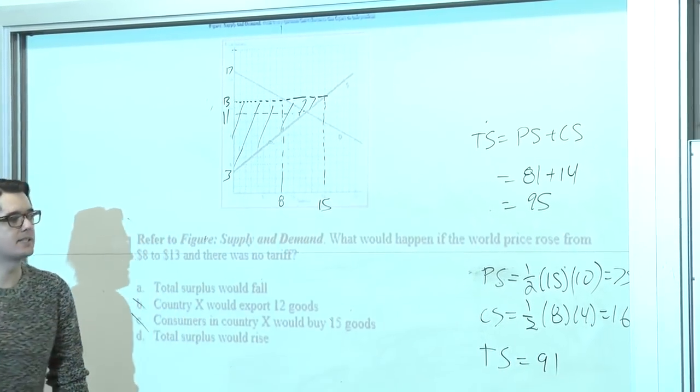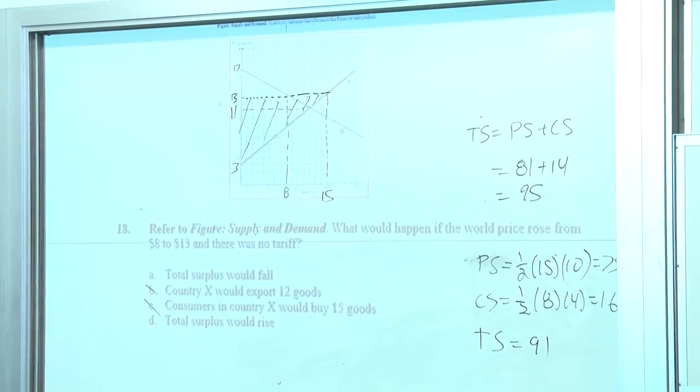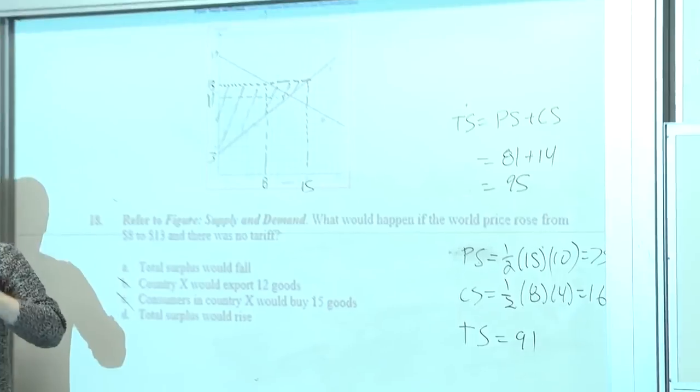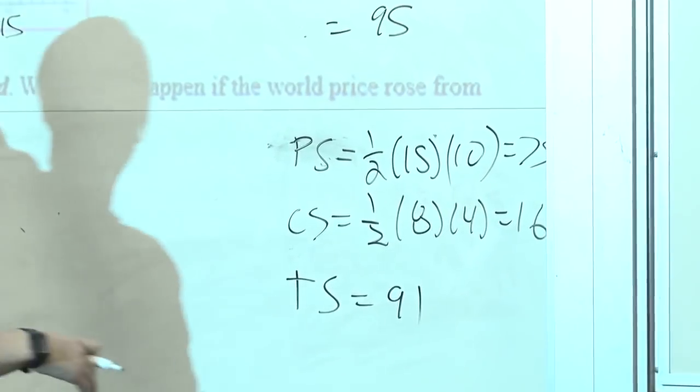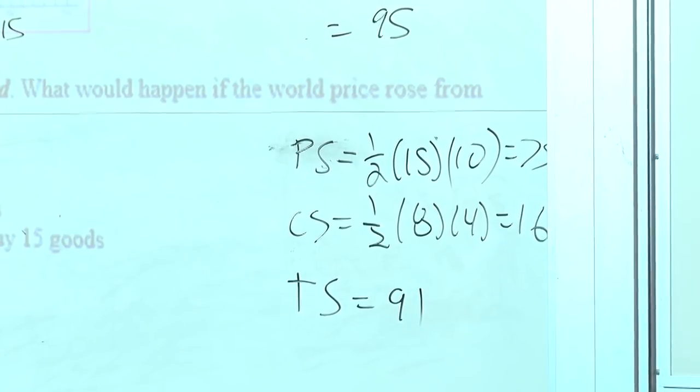So our total surplus then is just going to be adding those two things together, a producer and consumer surplus. So 75 plus 16 gives us a total surplus of 91. So what happened to our total surplus when the world price went from $8 to $13? It fell. Yeah, good. So the answer to 18 is A.